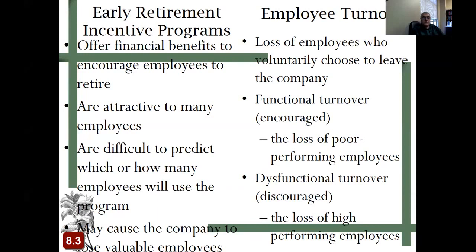Dysfunctional turnover, the loss of high performers who choose to leave, is a costly loss to the organization. If the company is losing too many high performers, managers should determine the reasons and find ways to reduce the loss of valuable employees. The company may have to raise salary levels, offer enhanced benefits, or improve working conditions to retain skilled workers. One of the best ways to influence functional and dysfunctional turnover is to link pay directly to performance.